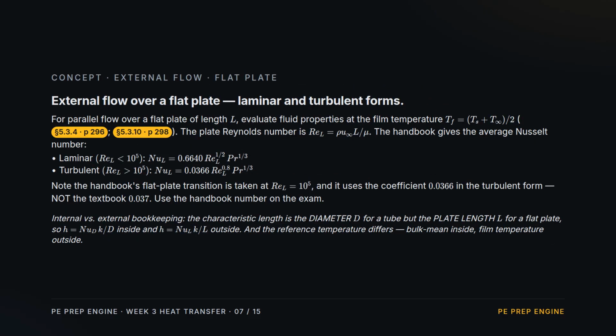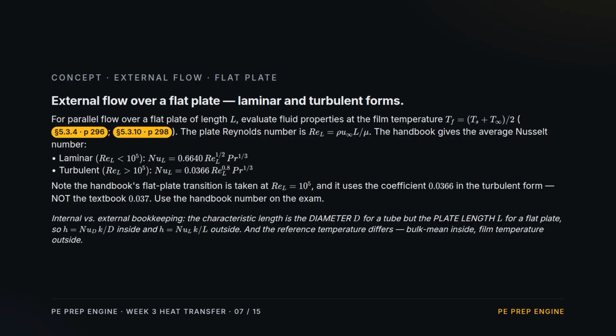External flow over a flat plate. Evaluate fluid properties at the film temperature, the surface free stream average. The handbook gives the average Nusselt in two pieces. Laminar below 10 to the 5th, 0.6640 times Reynolds to the 1/2 times Prandtl to the 1/3.